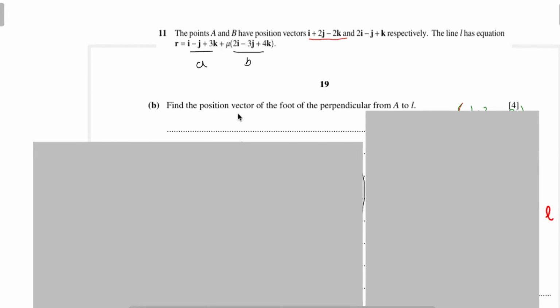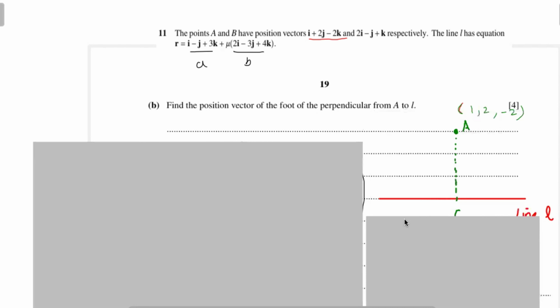Question 11, B part: find the position vector of the foot of the perpendicular from A to L. Firstly, we draw the line L. You see here, we draw a line L. The red line shows that this is the line L.